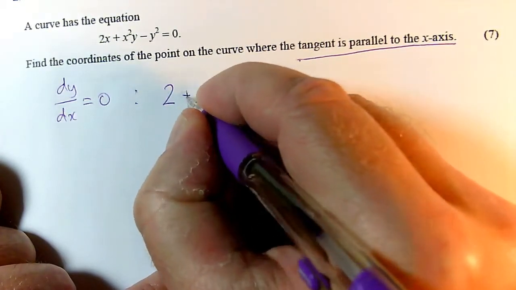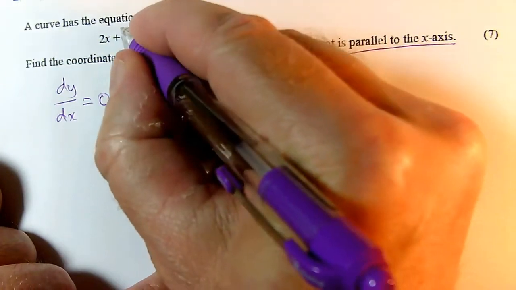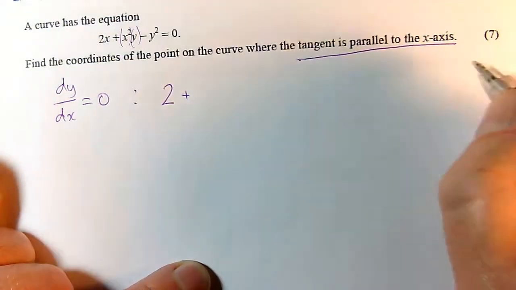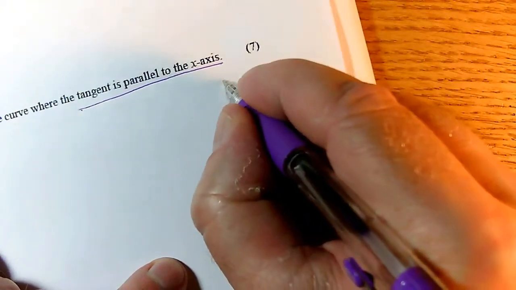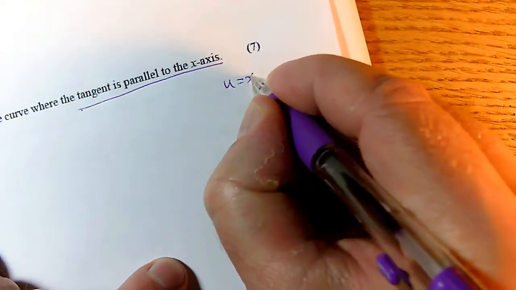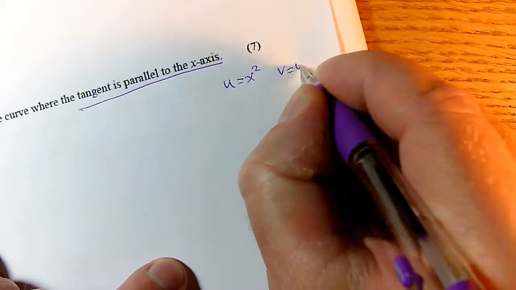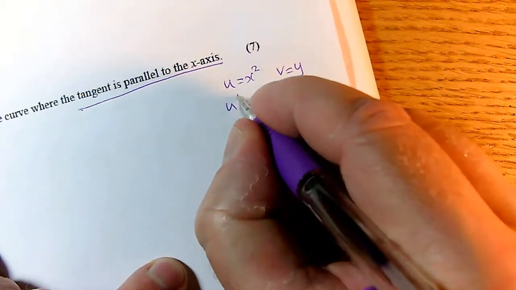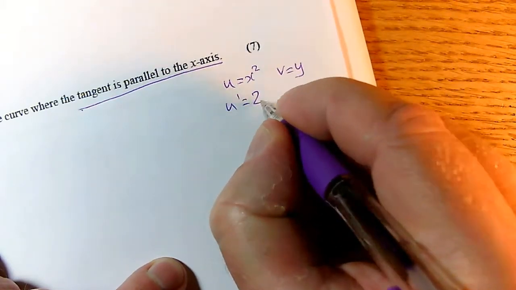And then I've got to differentiate x squared y. Now that's a product. This is x squared times y. So product rule, I need a u of x squared and a v of y, so that my u dashed is differentiate x squared, it's just 2x.